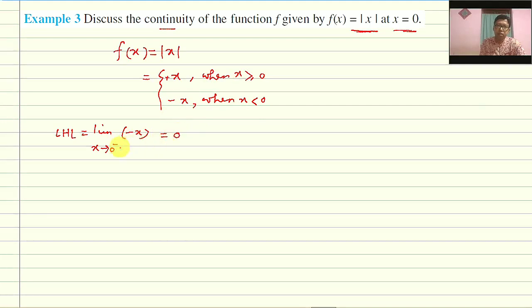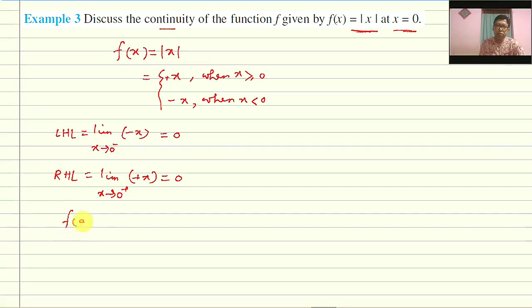Obviously if you substitute, you consider x is equal to 0 minus h and substitute here, you will get 0, isn't it? Similarly, what will be your RHL? RHL is equal to the limit as x tends to 0 positive, that means x is tending from the right side of 0, that means x is more than 0. When x is more than 0, then f(x) is equal to plus x, so write plus x. So in this case also you will get 0, isn't it? And what is f(0)?